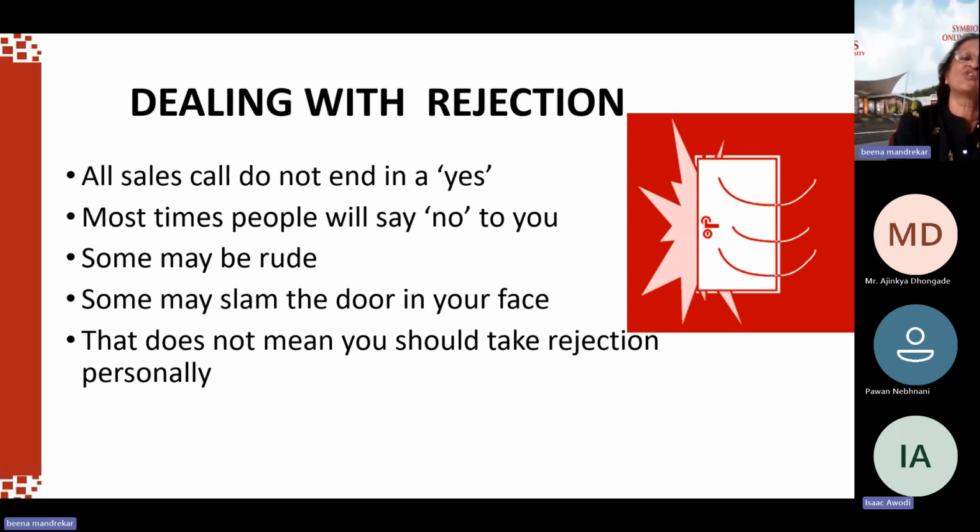All sales calls do not end well. Most times the answer is no to you. Some may be rude. Some may slam the door in your face. That does not mean you should take rejection personally. Okay? Dealing with rejection.